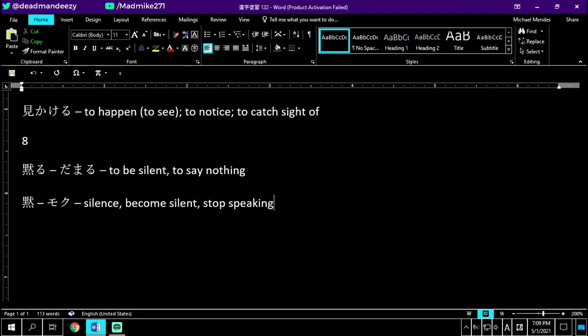To be silent, or to stop speaking. Damaru. Silent. A village, including its dogs. Everything will be.